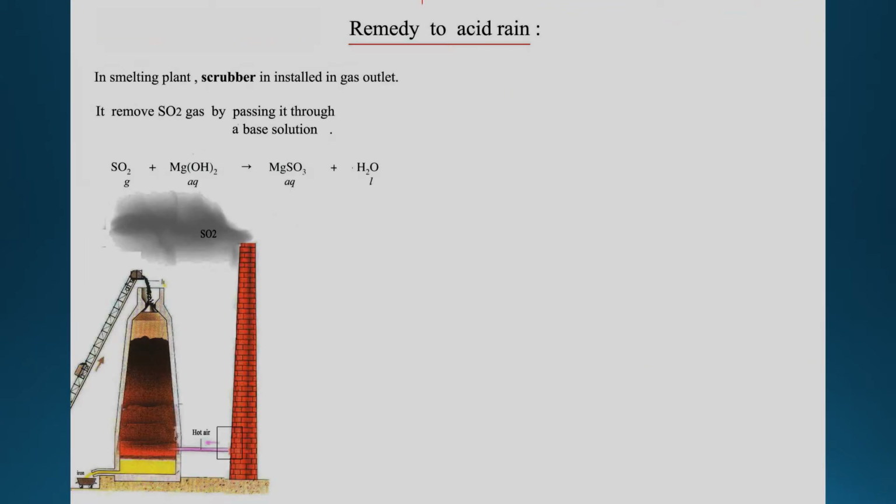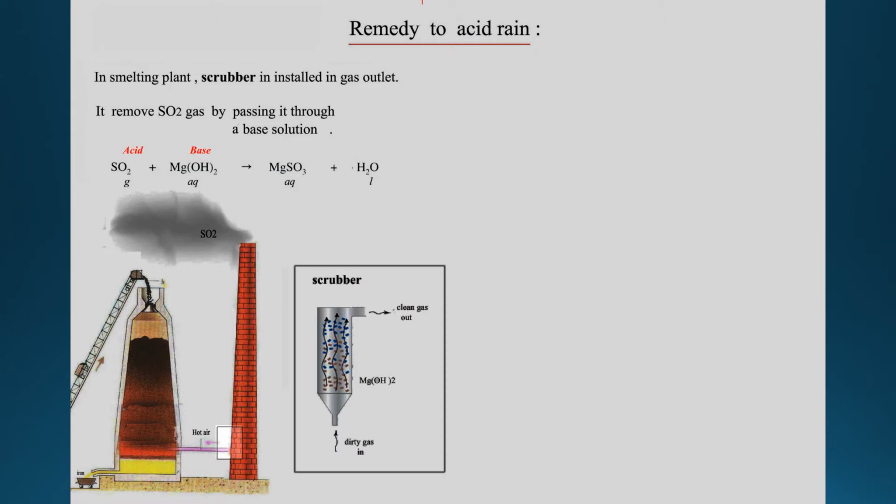Now let's talk about solving this acid rain problem. In the smelting plant, nowadays they install equipment called a scrubber. What is a scrubber? Look at the picture. When the hot air goes up the chimney, it goes through this scrubber. Now let's explain what this scrubber is. The scrubber has two parts.